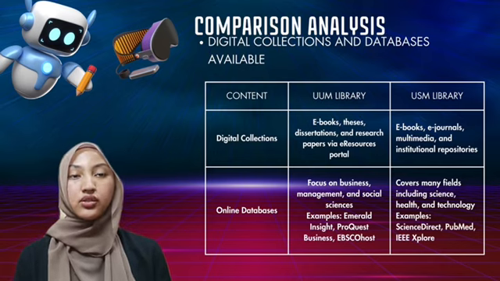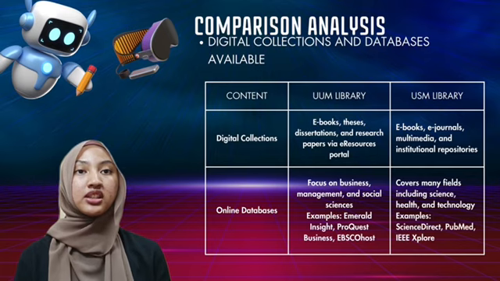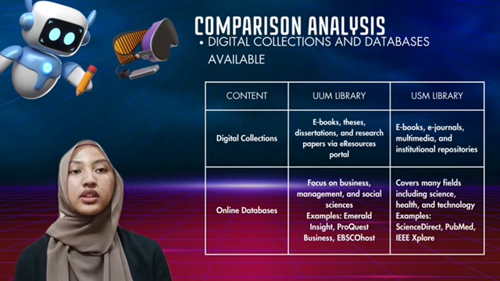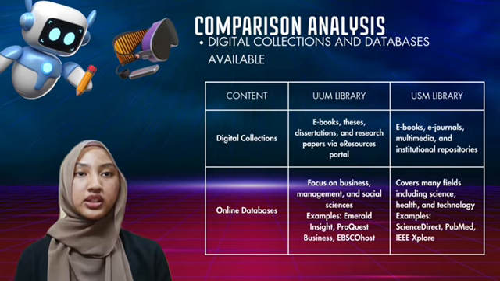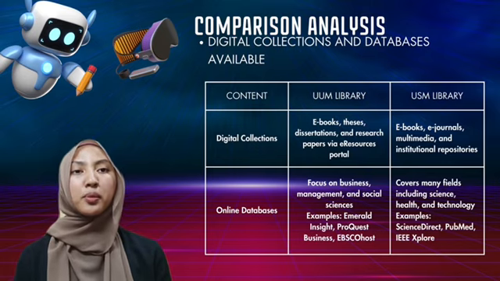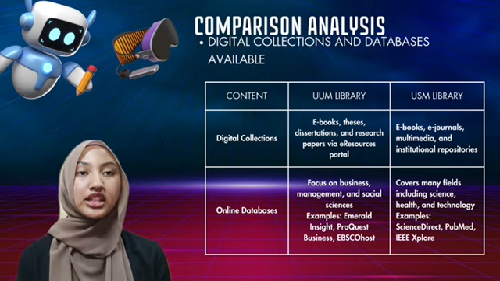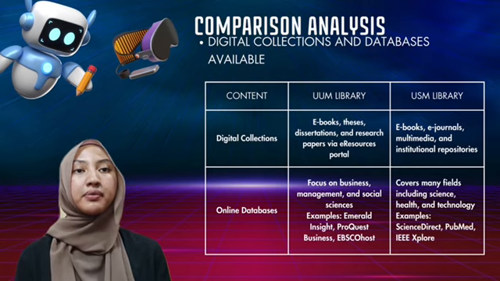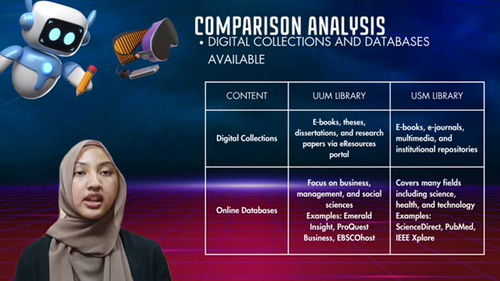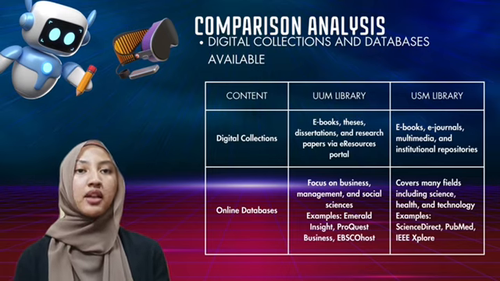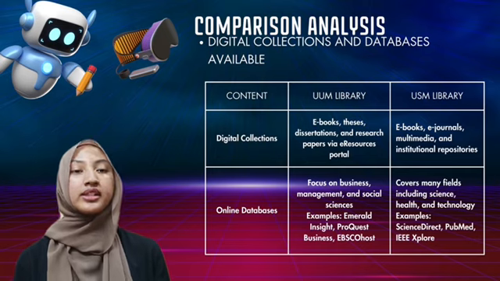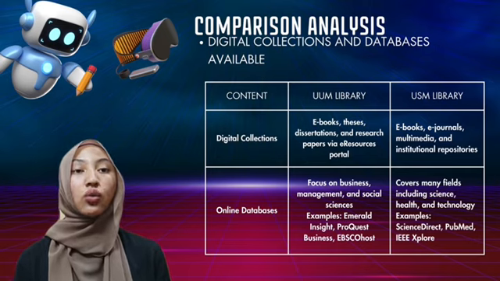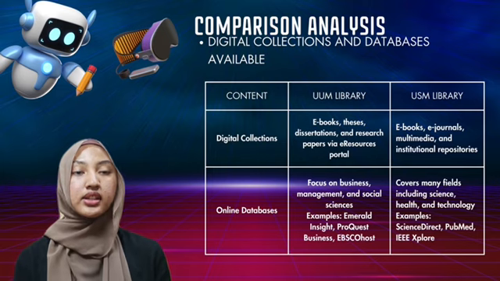In comparison, USM Library offers a broader range of digital collection, including e-book, e-journal, multimedia materials, and institutional repositories. This wider scope is strong and based on science, health, and technology, in addition to other fields. For online database, UUM Library focuses on databases that support social science and business, including Library Insight, ProQuest Business, and Emerald. On the other hand, USM Library provides access to databases covering a wide range of disciplines. These include ScienceDirect, PubMed, and IEEE, as well.